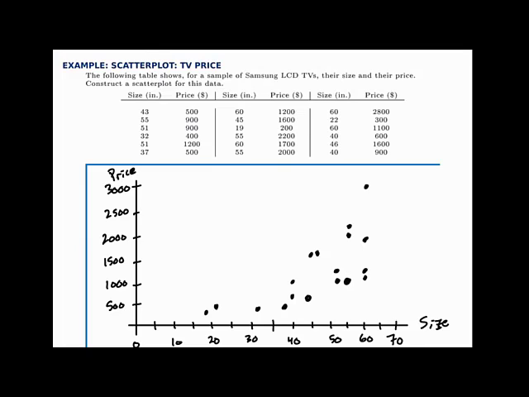So there's the final result, and even though it's hand-drawn and imperfect, we can see the general trend, which is that larger TVs tend to cost more. So there's this general upward trend as you scan through this picture.